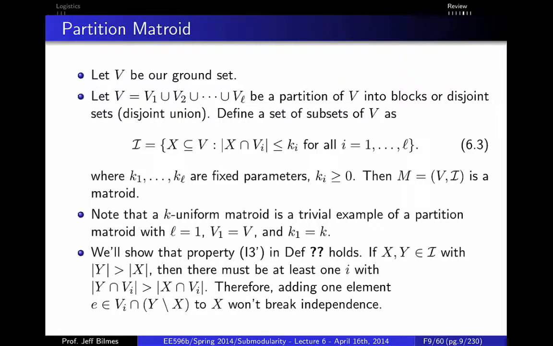So we defined last time also the partition matroid. A partition matroid is one where we take the ground set and partition it into some number of blocks, V1 through VL, which are disjoint subsets, and we cover. And we define a set of independent sets so that you're independent as long as you don't intersect any of the blocks more than some block budget, which is given by K sub i.